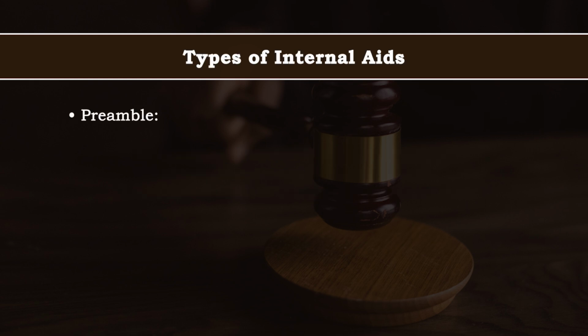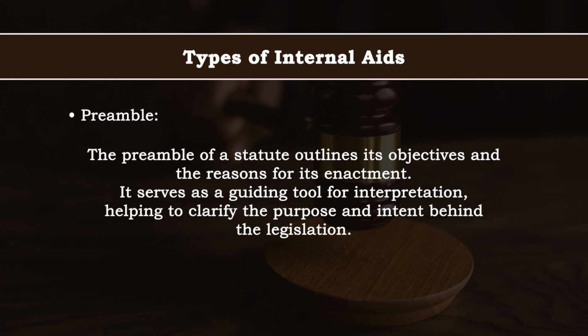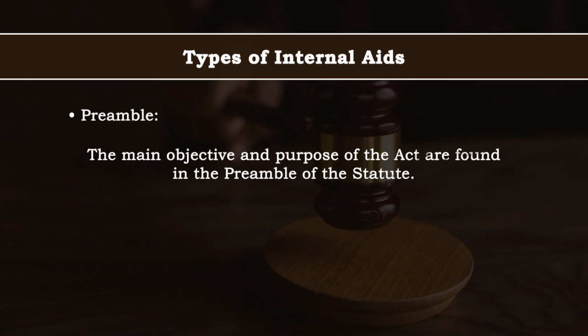Another aid is preamble. The preamble of a statute outlines its objectives and the reasons for its enactment. It serves as a guiding tool for interpretation, helping to clarify the purpose and intent behind the legislation. The preamble can be particularly useful in cases where the statutory language is unclear or open to multiple interpretations. The main objective and purpose of the Act are found in the preamble of the statute.